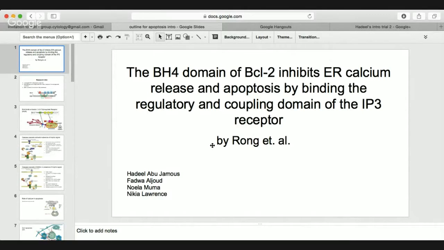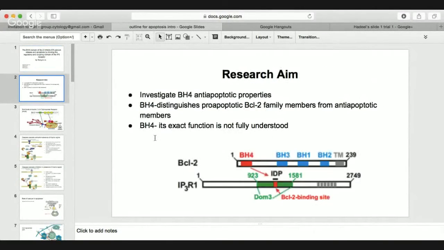We are presenting a research article by Wrong and colleagues titled "The BH4 domain of BCL2 inhibits ER calcium release in apoptosis by binding the regulatory and coupling domain of the IP3 receptor." The BH4 domain distinguishes the pro-apoptotic BCL2 family members from the anti-apoptotic members. Its exact function is not fully understood.